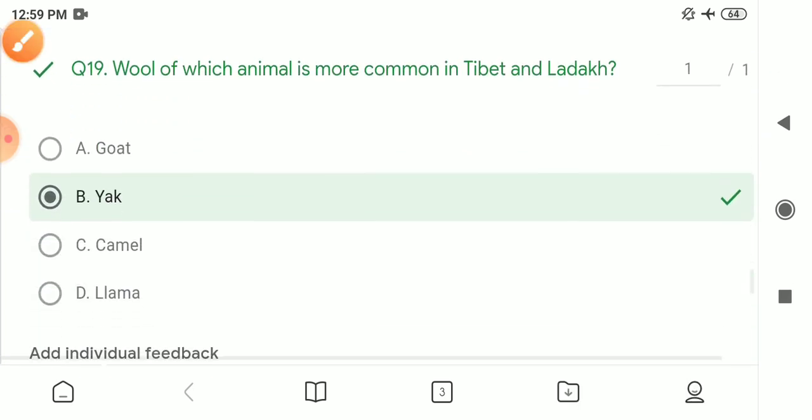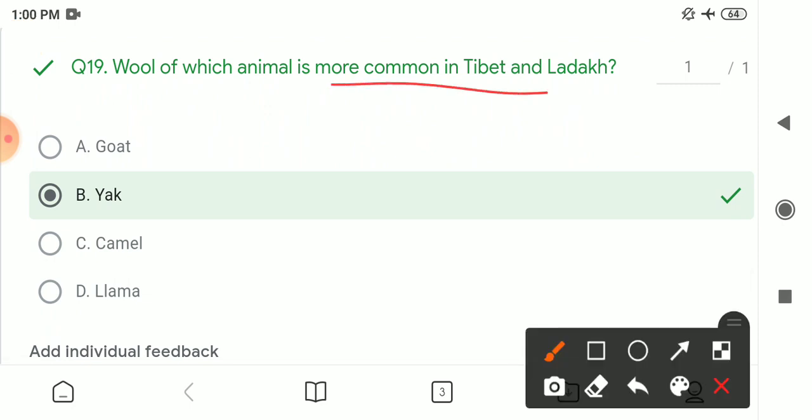Next 19th number, wool of which animal is more common in Tibet and Ladakh? The options are goat, yak, camel, or llama. So here your answer is option B, that is yak. Wool obtained from the yak is more common in Tibet and Ladakh.